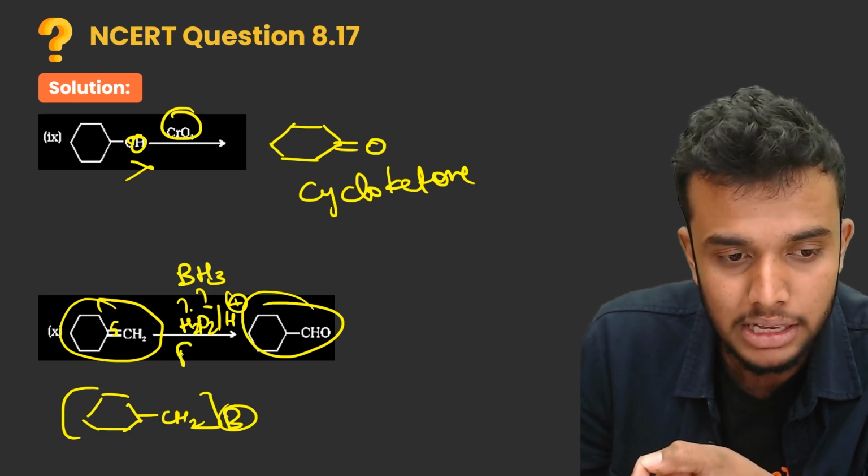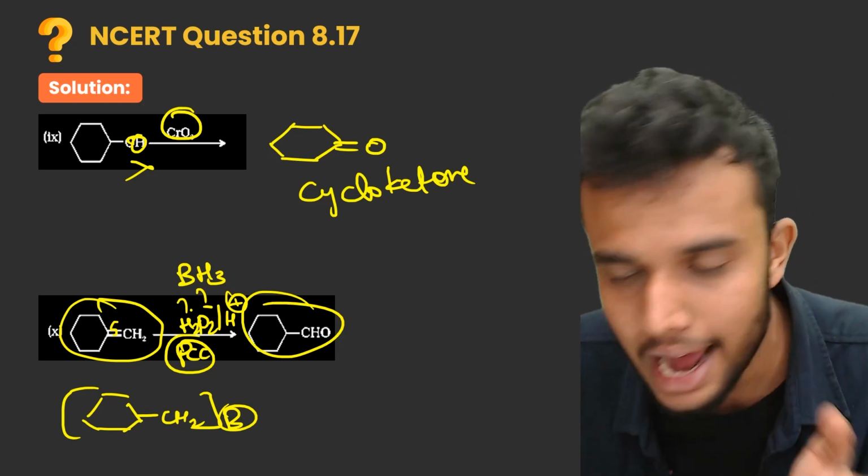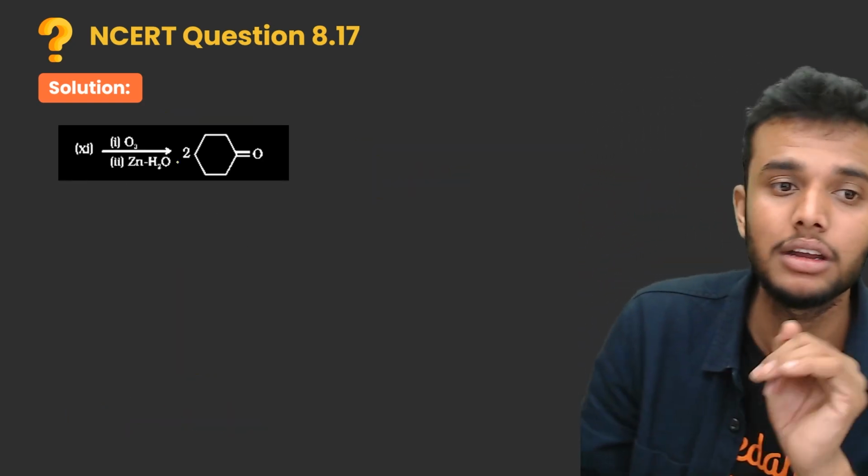Next, third step, PCC. What is the role of PCC? It converts the molecule into an aldehyde group, right? Understood? Let's move on to the last one.